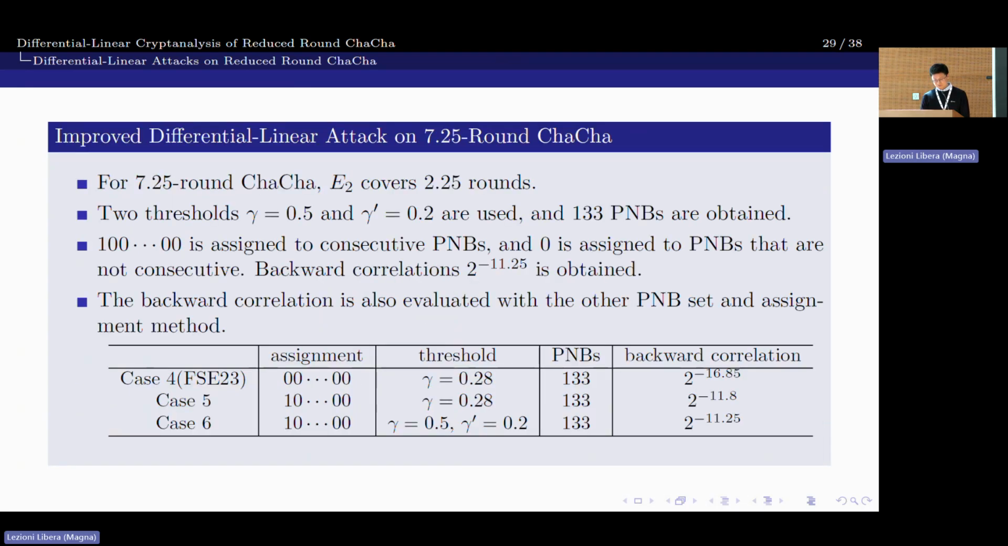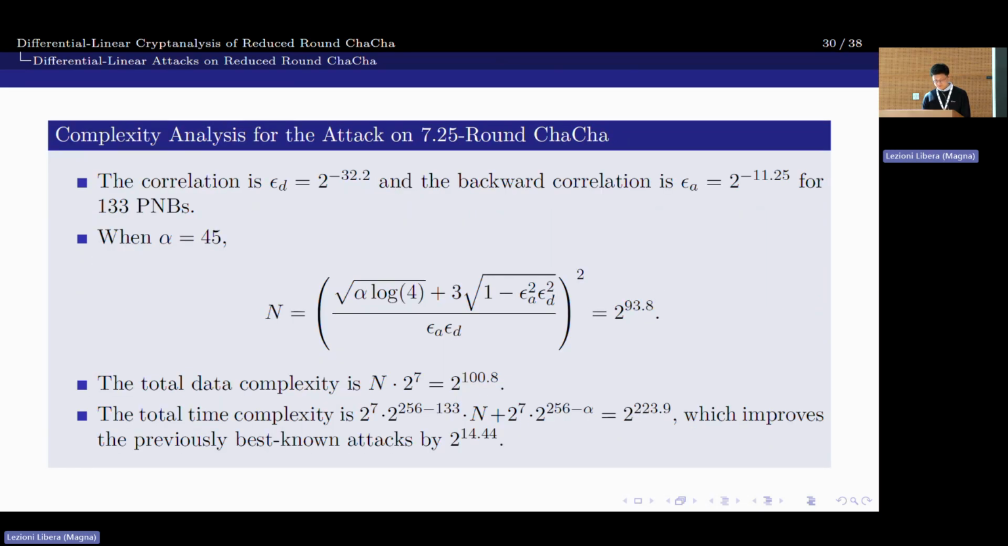Similarly, we attack 7.25 round Cha-Cha. By our algorithms, we got 133 PNBs. The number is similar to the result at FSE 2026, but the set is different. We also use 100 assignments. We got a better correlation. This is the complexity of the attack on 7.25 rounds.